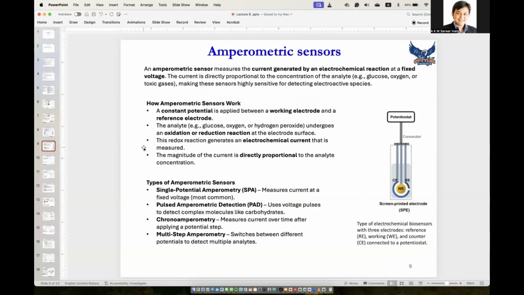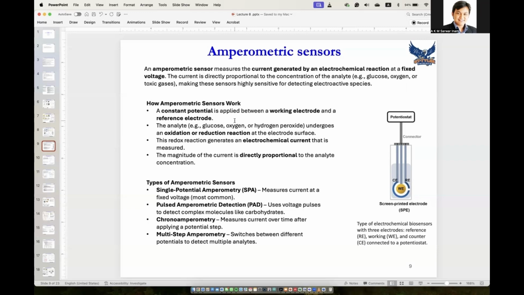Good. So now we will talk about the amperometric sensor. So what is happening here? An amperometric sensor measures the current that is generated by an electrochemical reaction at a fixed voltage. In the potentiometric sensor we were measuring the voltage. The voltage was changing, right, after some time interval. But here the voltage will be fixed. So we will measure only current.